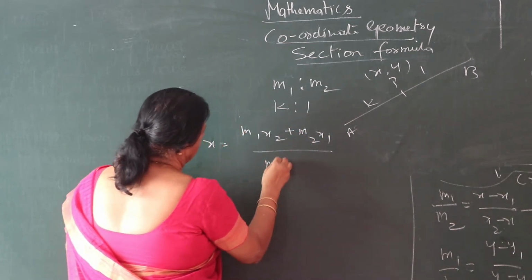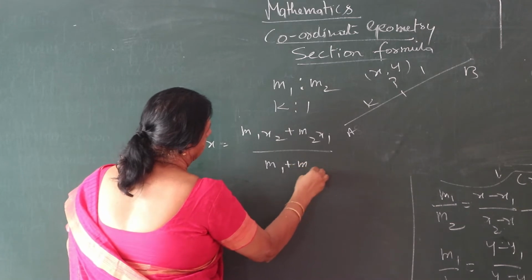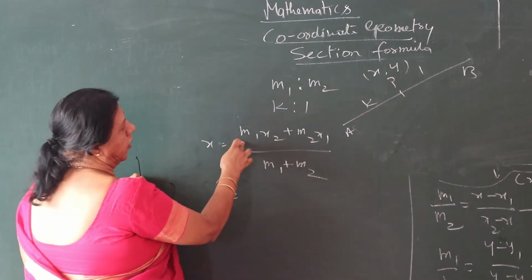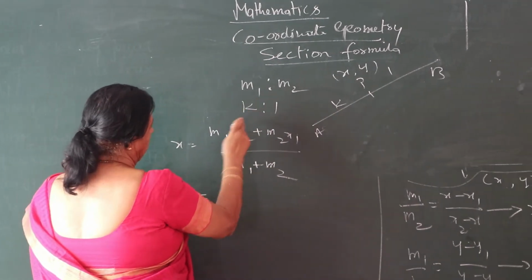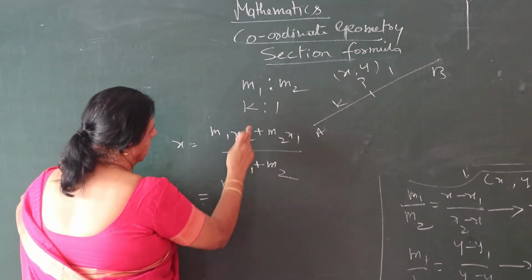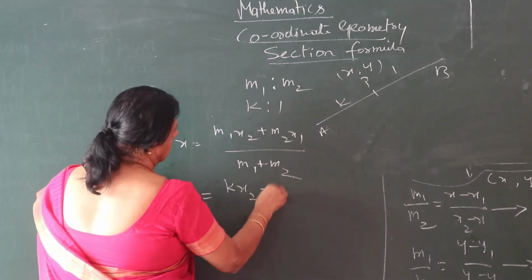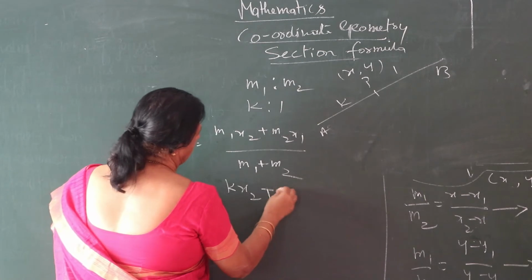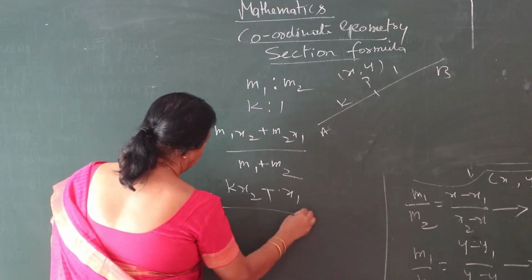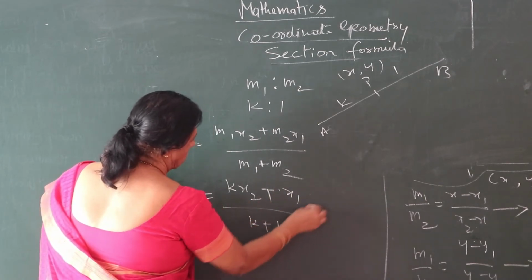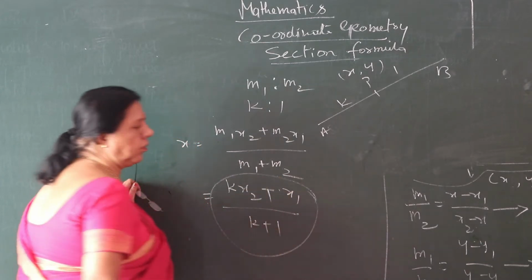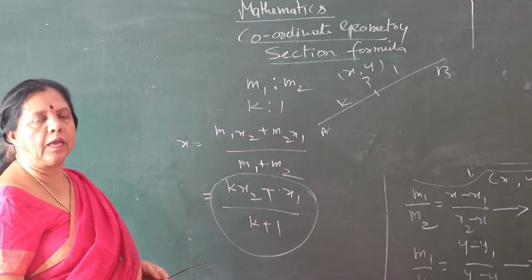Solve it out, all of you. By M1 plus M2. So here what is M1? So K. M1 will become K. The remaining is X2 plus, so what is M2? 1. That is X1 by K plus 1. So this is the way you have to calculate.